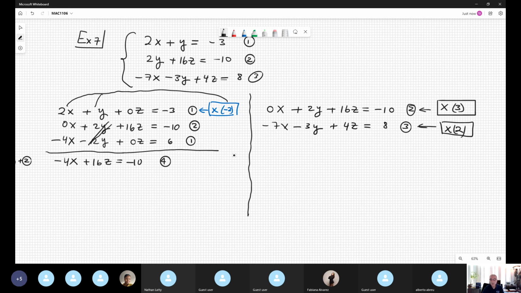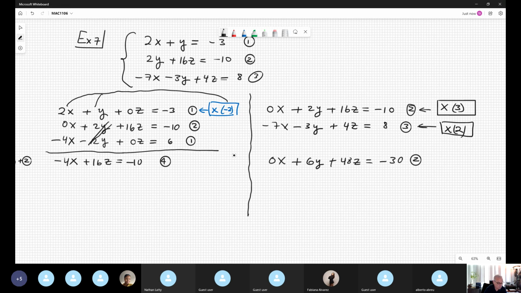Why? Because when you multiply 3 times 2 is 6, positive 6, and 2 times minus 3 is negative 6. Let's do it. You multiply 3 times 0 is 0x plus 6y. Where does this 6 come from? 3 times 2 plus 48z. Where does 48 come from? 16 times 3, equal minus 30. And this is my equation 2, exactly the same as the original. They are dependent, it's the same thing.